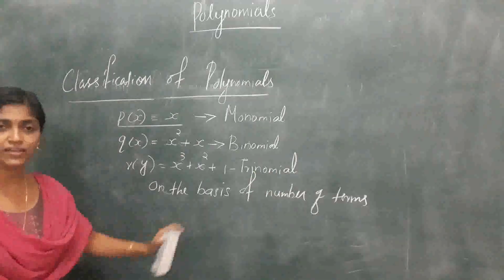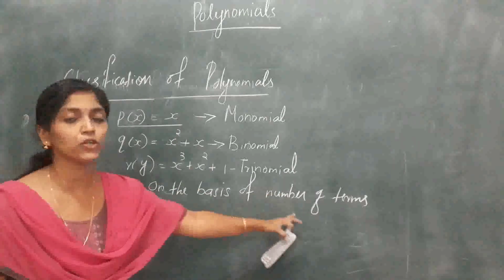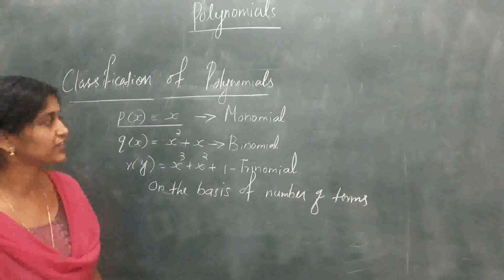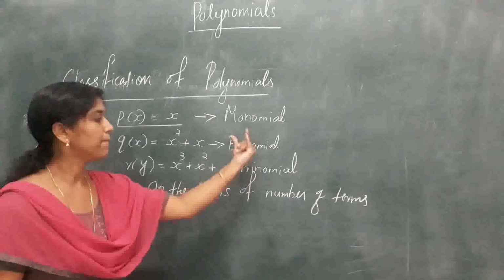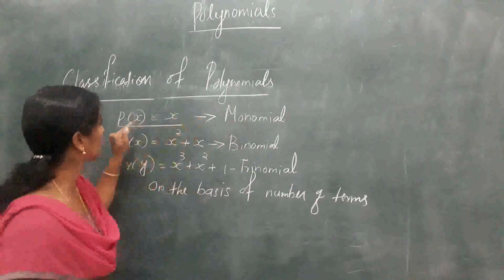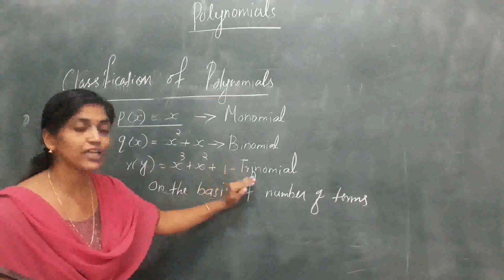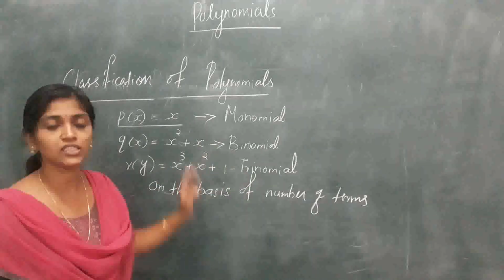So I think it's clear how we are classifying polynomials on the basis of number of terms. We are classifying it as monomial, binomial and trinomial. Monomial means it contains only one term, binomial means it contains 2 terms, and trinomial means it contains 3 terms.